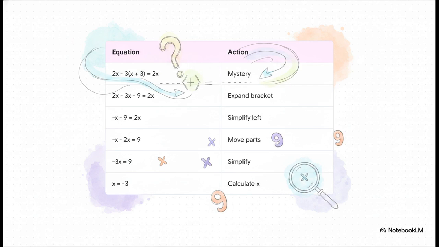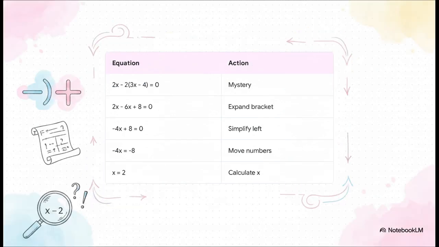Case closed. Now check out this next one from our source documents. What's really interesting here is how the double negatives during our expansion step instantly turn into a positive 8, which leads us straight to the correct answer. The mystery is 2x minus 2 times the quantity 3x minus 4 equals 0. Step 1, expand. Minus 2 times 3x is minus 6x.